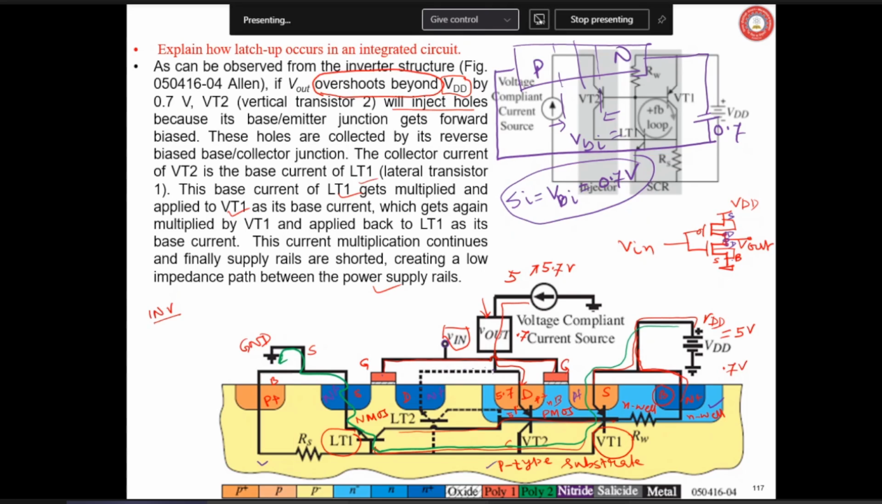Now, let us read it. If V out overshoots beyond VDD, this point, V out, is this one. Suppose the output voltage is high, 5 volt. Output high means 5 volt; we are talking about a 5 volt system. Input is 0, so the output of the inverter has become high. V in equals 0, V out equals 5 volt, suppose.